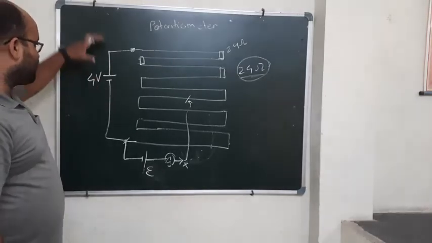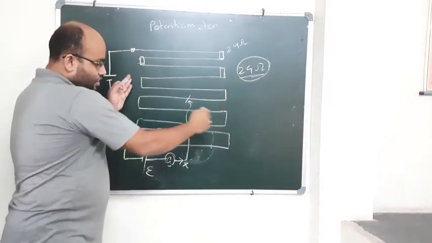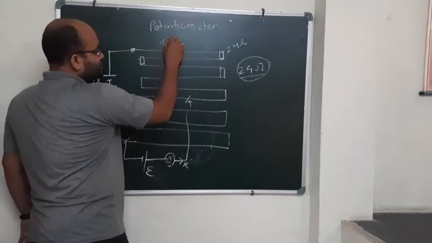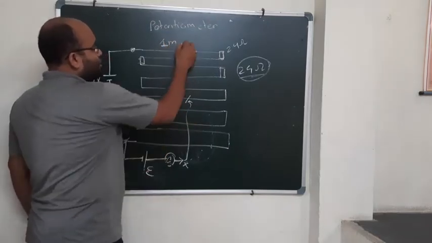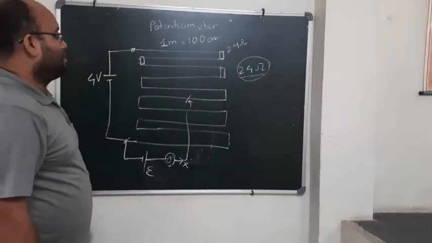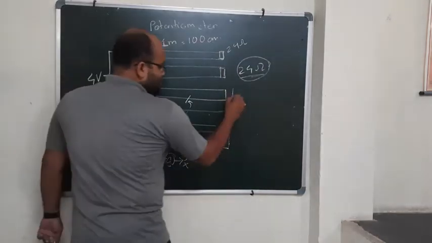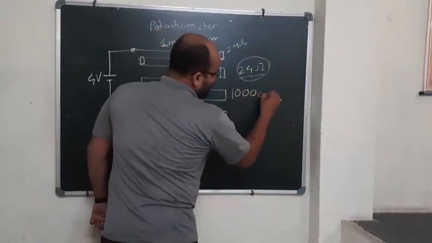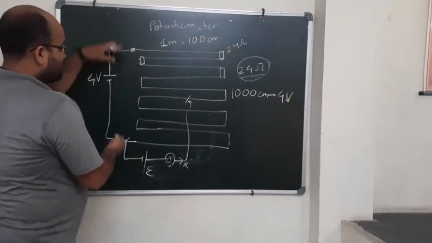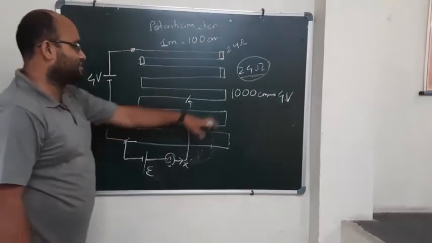We have 4 volts over here, and this 4 volts is dropping along these 10 wires. Each wire has a length of 1 meter, or 100 centimeters, so 10 wires make 10 meters or 1000 centimeters. So across 1000 centimeters we have a potential difference of 4 volts.